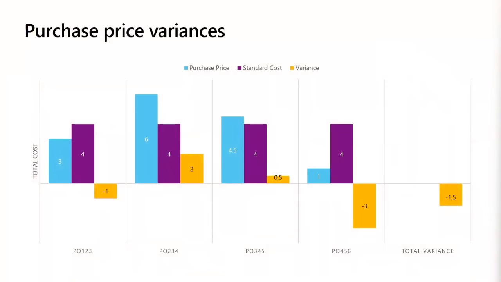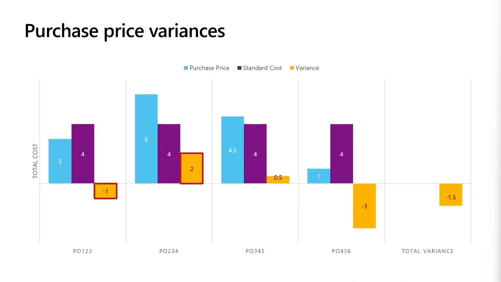Going back to the example that we looked at at the beginning of this session to help explain standard costing, let's take a closer look at how purchase price variances are calculated. In the first PO 123, you can see that there is a variance of -1. This is because the actual cost of the purchase order is $3, but the standard cost is $4. In the second PO 234, you can see that there is a variance of +2. This is because the purchase price is now $6. In each of these examples, the variance would be posted to the variance account.